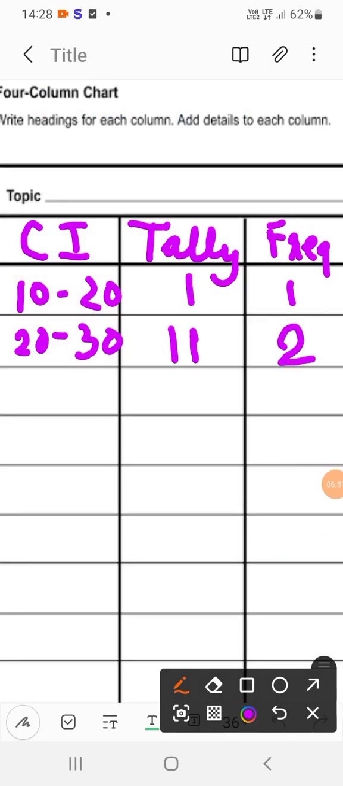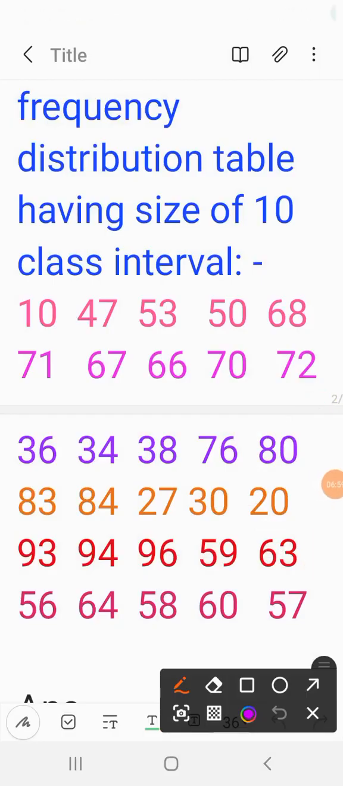Now we have to find for the class interval of 30 to 40. In the first line we don't have any number between 30 to 40, and in the second line as well we don't have any number between 30 to 40. In the third line we have this 36, then 34, then 38, and then this 30, since 30 is also included, and in the rest we don't have any number. So the tally of the class interval of 30 to 40 would be 4.